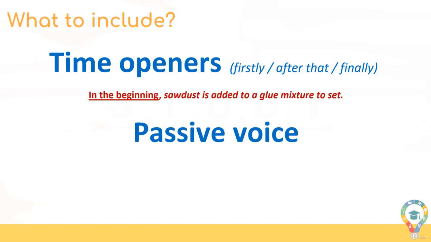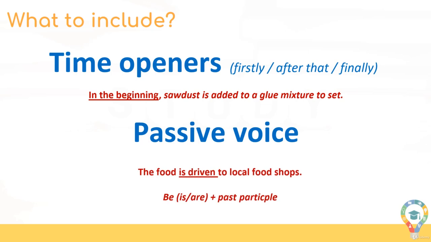Here's an example of a time opener. In the beginning, sawdust is added to a glue mixture to set. So that's just a quick example of using a time opener. And you could see that that would be for the first stage of the process. Okay, back to passive voice. Here is an example sentence using the passive voice. The food is driven to local food shops.